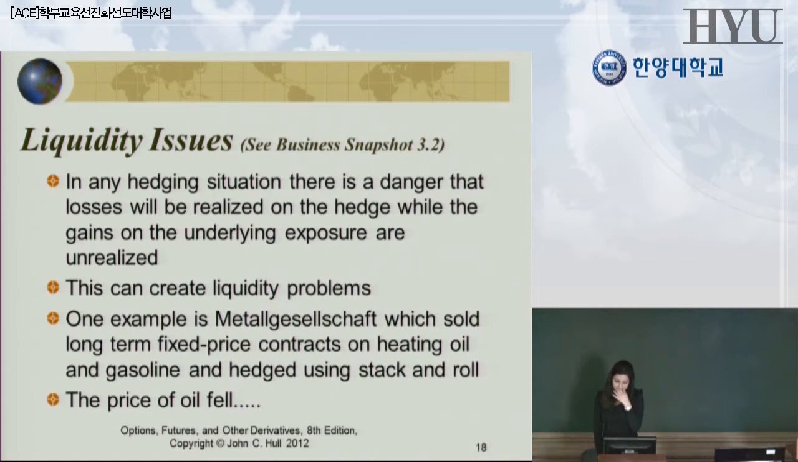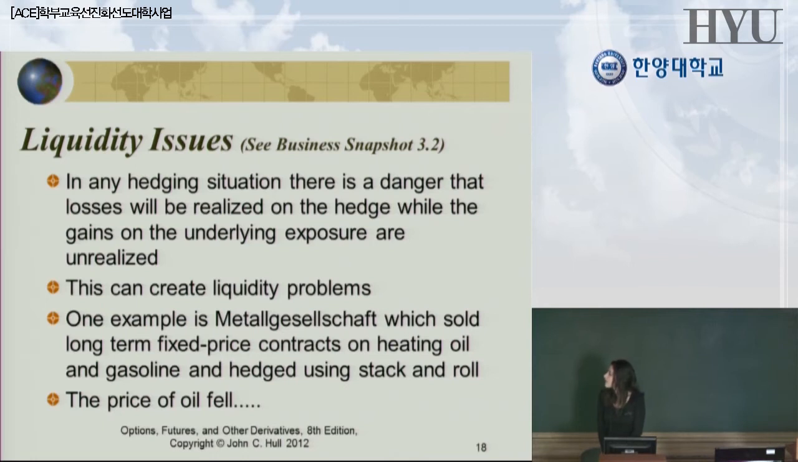Liquidity issue. In any hedging situation, there is a danger that losses will be realized on the hedges while the gains on the underlying exposure are unrealized. They can create liquidity problems. One of the examples is Metallgesellschaft, which sold long-term fixed price contracts on heating oil and gasoline and hedged using stack and roll.